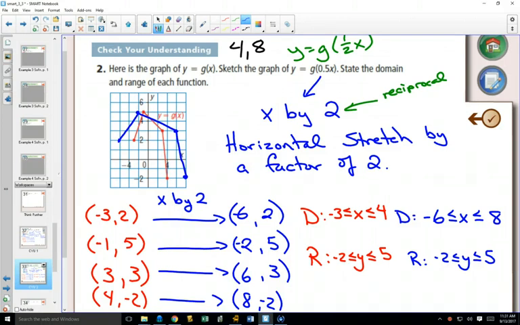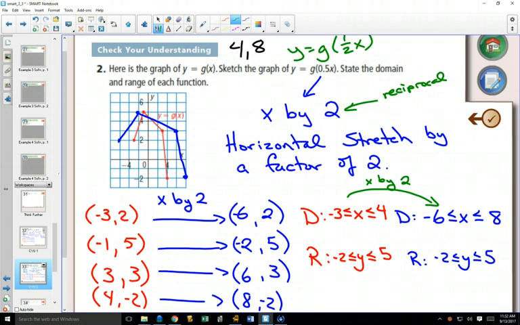But if you were just told the question without a graph, can you see how you could get from this domain to this domain just using your information? Okay, we're just multiplying the x values by 2. So if our smallest value is -3 and it gets multiplied by 2, our smallest value is going to become -6. And if our largest value was 4, it's going to become 8.